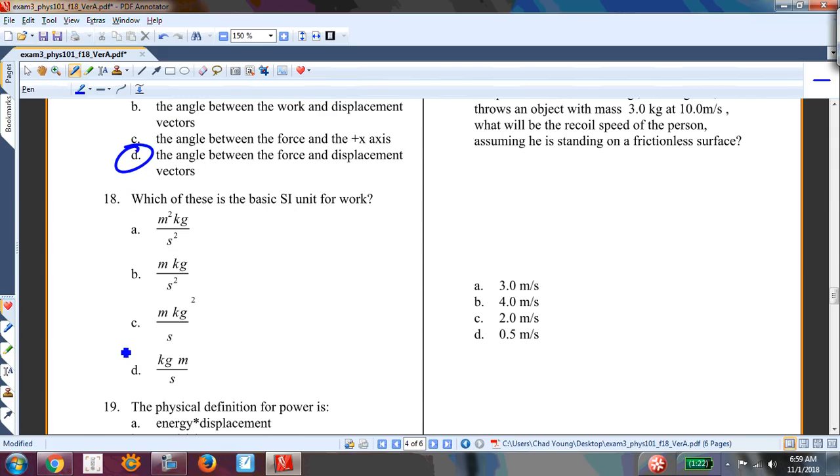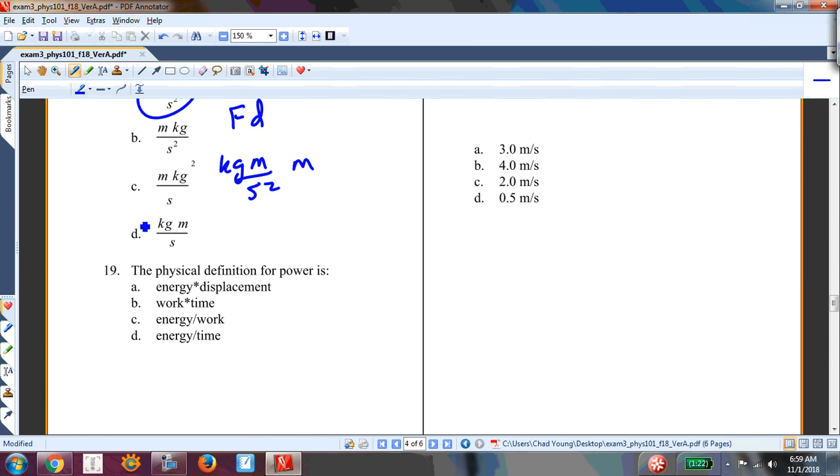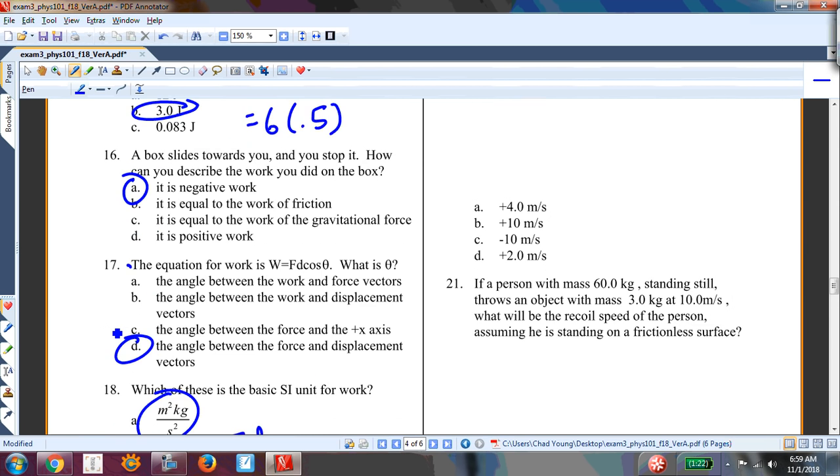Which of these is the basic unit for work? Basic SI unit. So work is force times displacement. That's kilogram meters per second squared times another meters. So it's kilogram meters squared per second squared. There it is right there. The physical definition for power is energy over time.